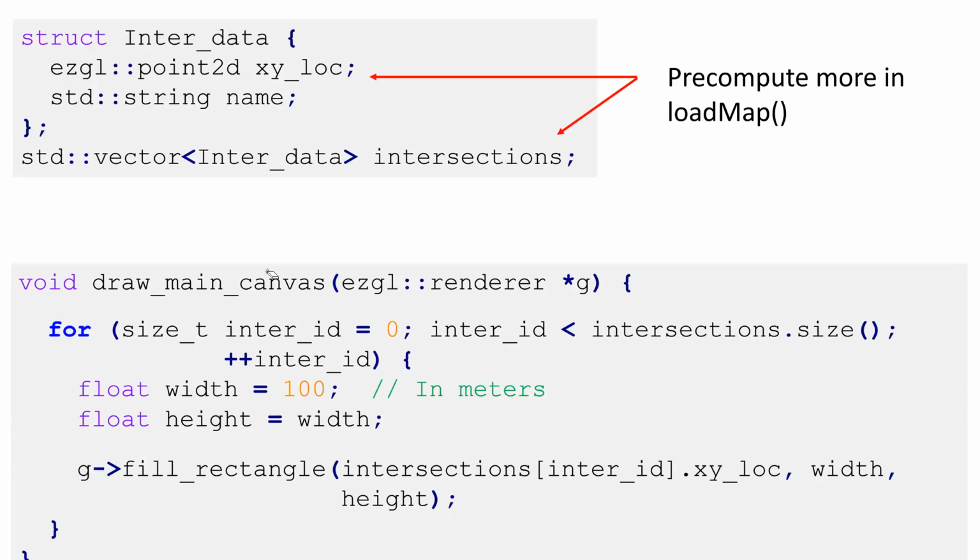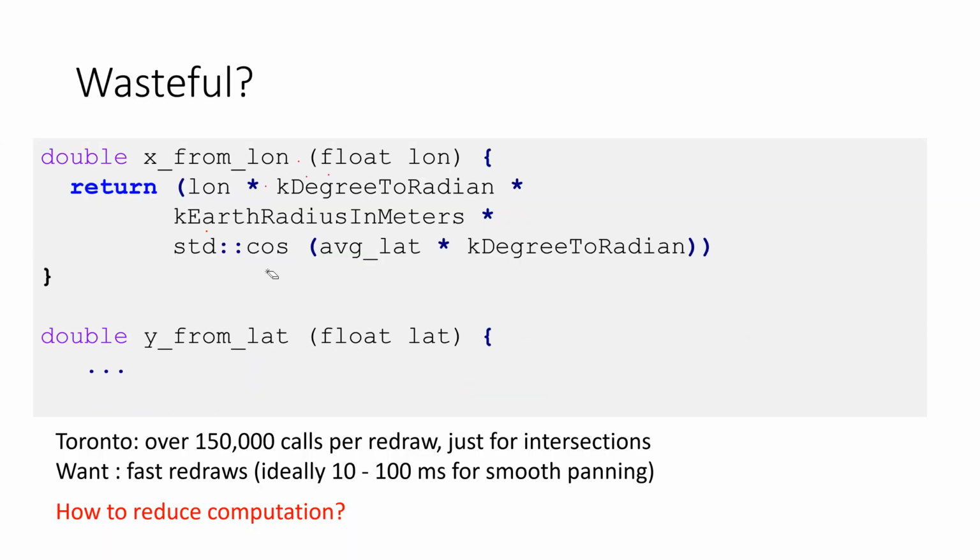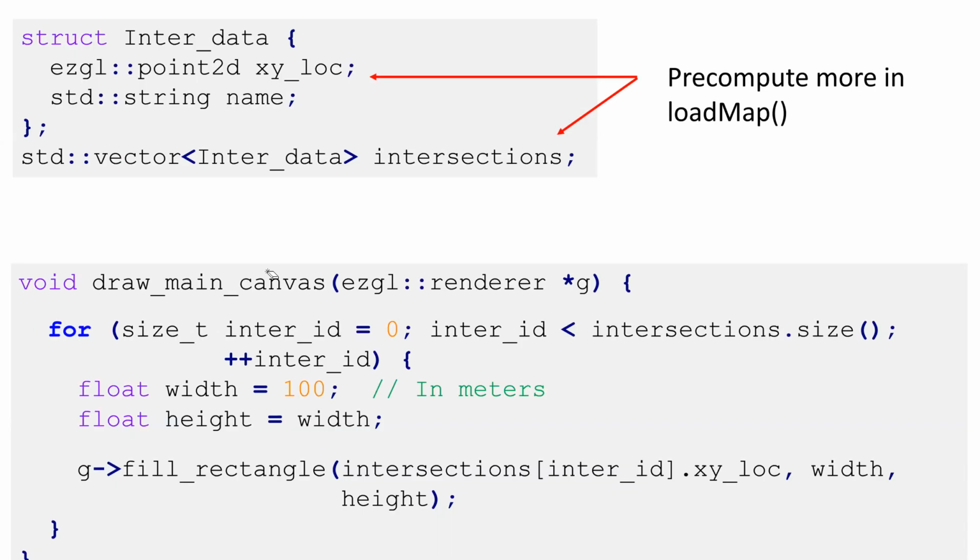I'm going to go one step farther. I'm actually going to compute all these x, y values in load map. Right now I'm storing the lat long. I actually don't care about the lat long that much. What I really want is the x, y. So why don't I just compute that right in load map? So all I do is change my intersection data so that instead of storing lat long, it's now going to store x, y, and it's actually going to store it in the ece2 2D point, the exact thing that I'm going to pass into the drawing routine.